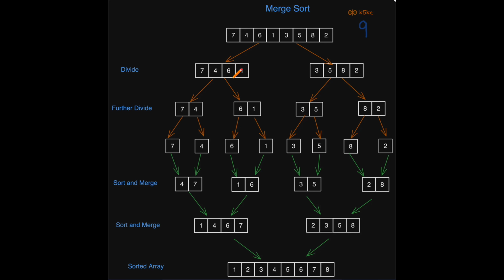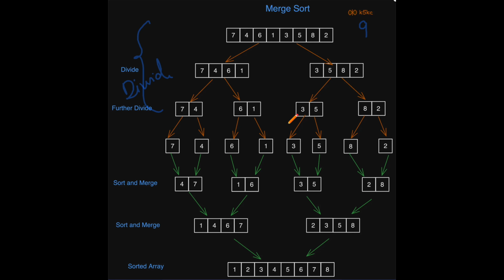Then we will recursively divide this array into two parts as well. So we will get 7, 4, 6, 1. Similarly on the right side as well. And then we again divide these arrays of size 2 into one each. And now we are done with the divide step because we cannot divide these elements anymore, as they are single elements. So this is our base case.